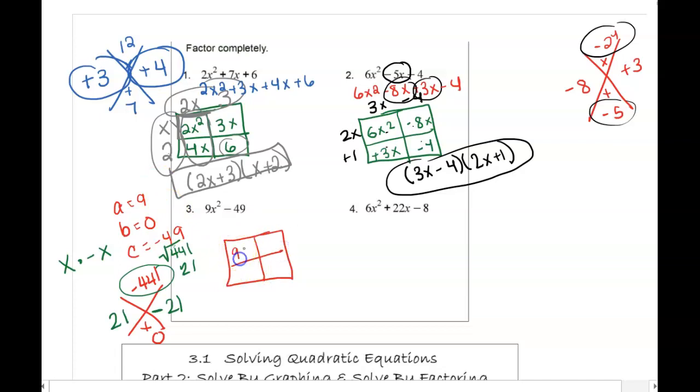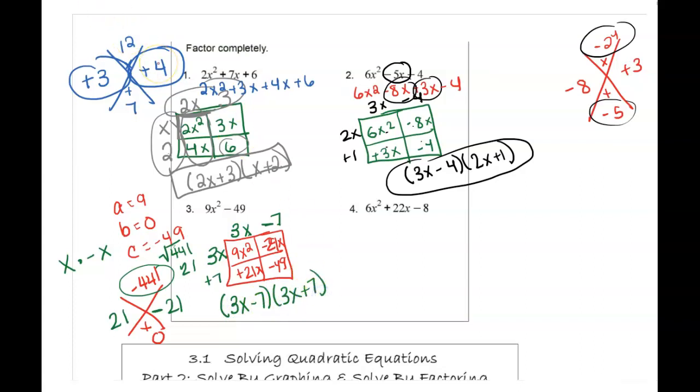So we could have a 9x squared minus 21x, sorry, plus 21x minus 49. Well, greatest common factor here is a 3x, which means this has to be a 3x. This is a minus 7. This is a plus 7. So my factored form is 3x minus 7, 3x plus 7.